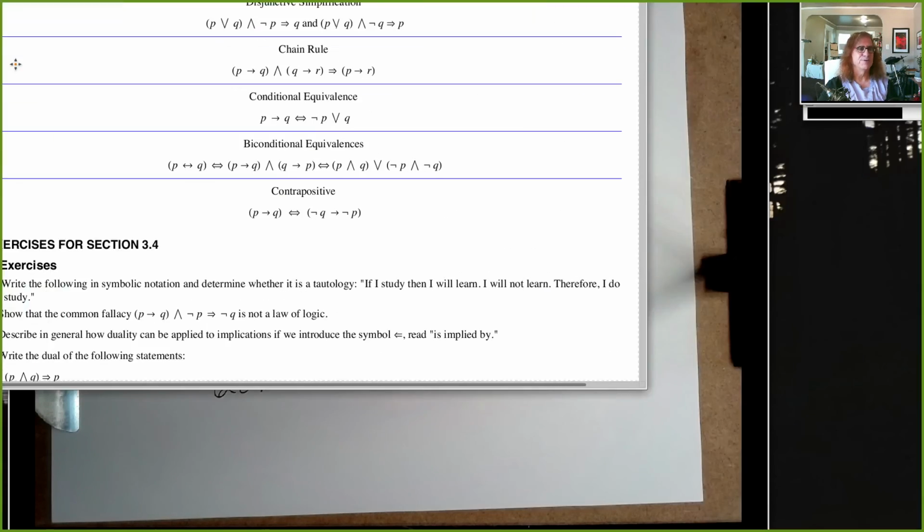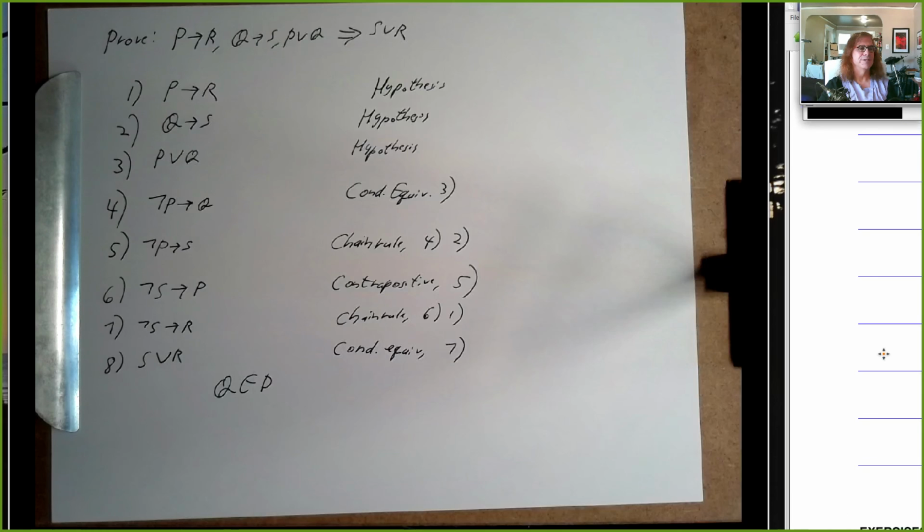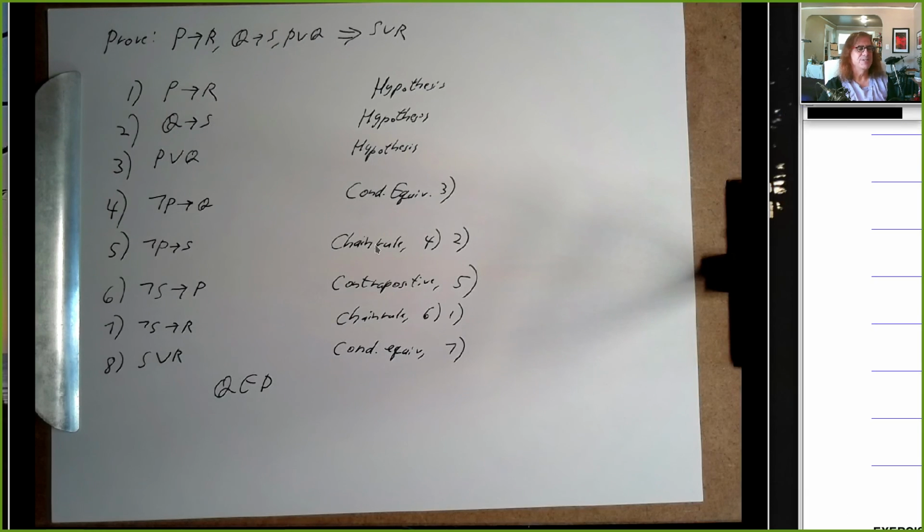So conditional equivalence, what is that? Oh, that's this thing right here, right? So you don't want to put reasons like this just makes sense, or this follows logically, right? Because maybe it makes sense or follows logically to you, but not necessarily to somebody else. So everything we write down here has to be justified using these fundamental laws of logic. Direct reasoning, indirect reasoning, disjunctive simplification, whatever.